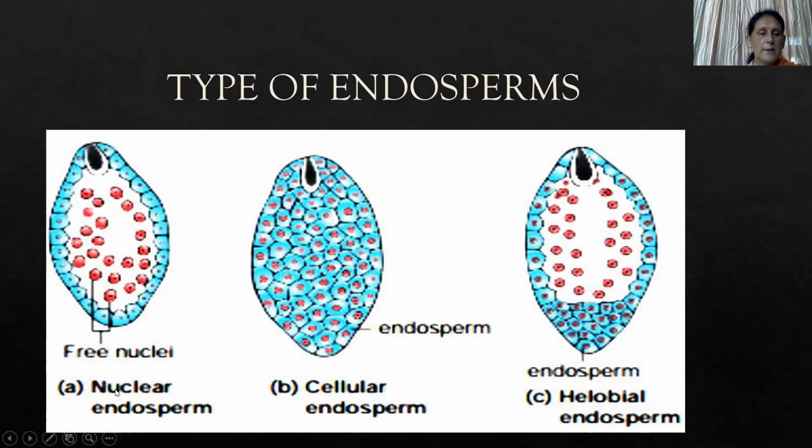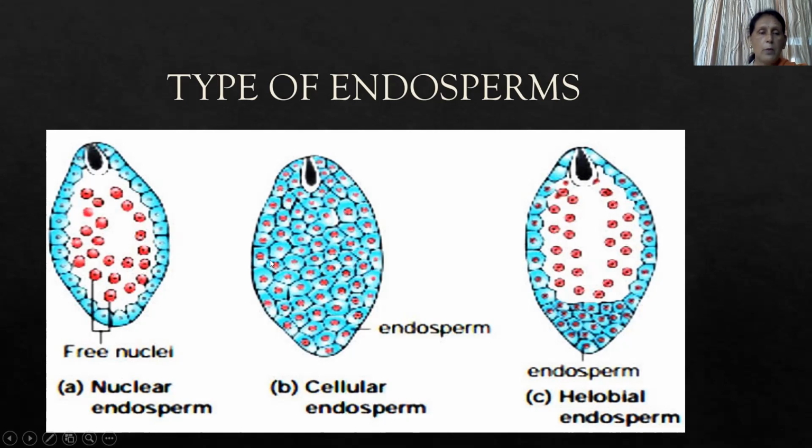The first one is the nuclear type. Here, when the primary endosperm nucleus is formed after triple fusion, the nucleus divides repeatedly and a number of nuclei are formed in the endosperm, but there is no wall formation. So these nuclei float in the main body of the endosperm. It is called nuclear endosperm.